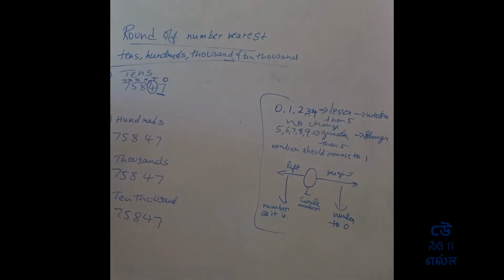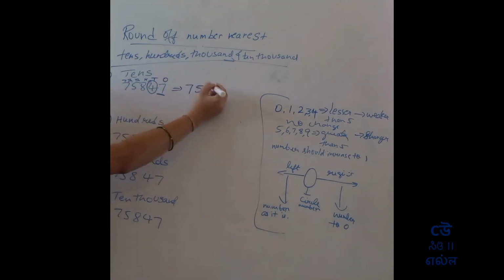And see, we have 7. 7 is greater than 5, so it's a stronger number. If it is a stronger number, the circled number should be increased by 1. So the left side of the circled number, what do we have to do? We have to write it as it is. So 7, 5, 8.